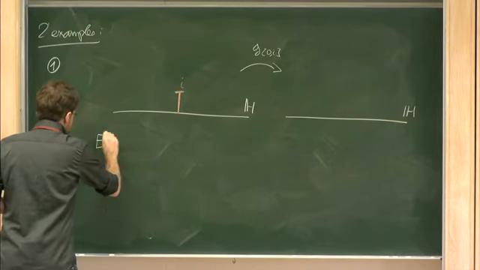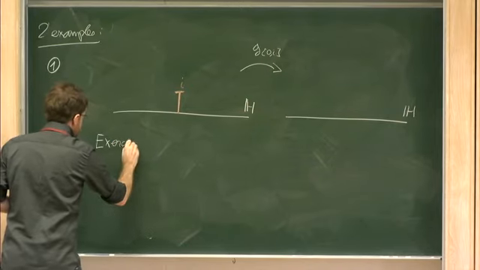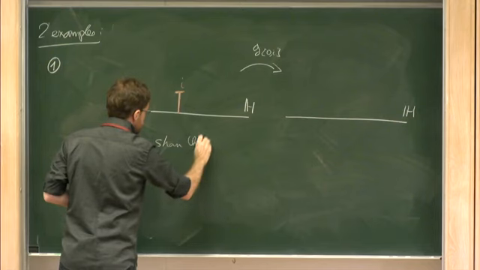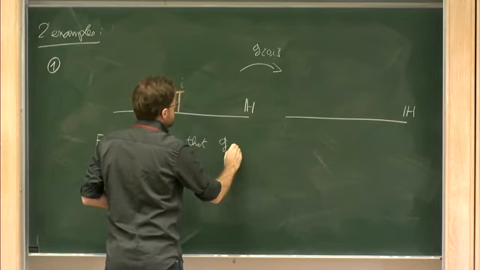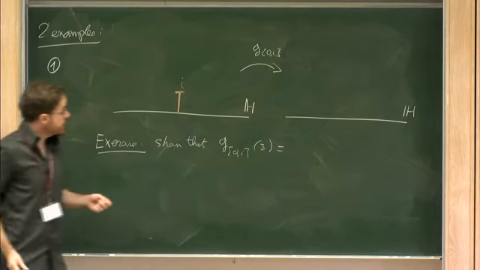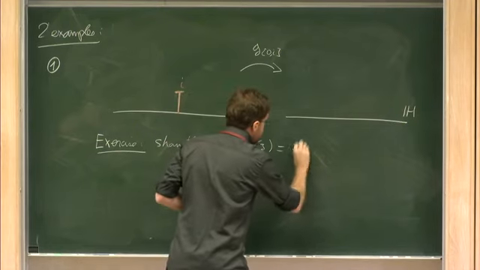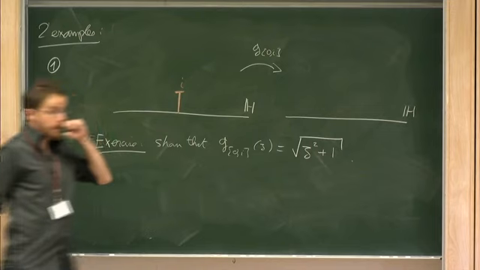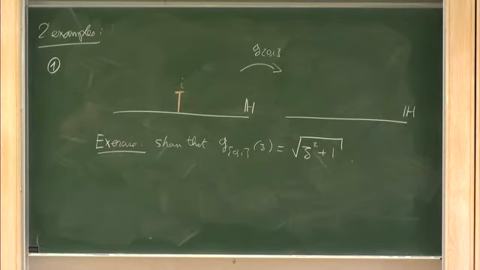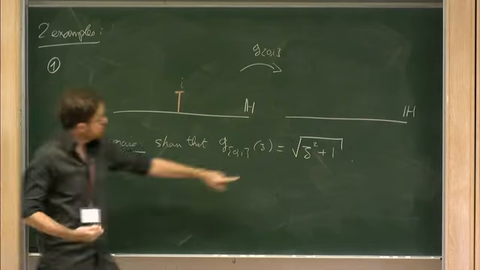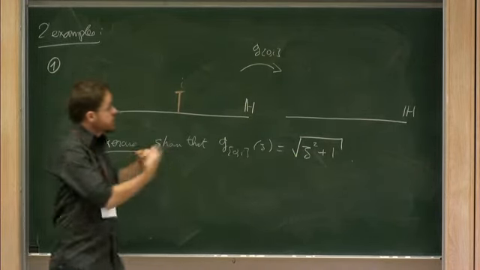And if you want that as an exercise, you can show that G_{0I}(z) is exactly given by square root of z squared plus 1. So it's not really difficult to do if you have the solution here. What you do is you build this by blocks and you see what happens to this domain.